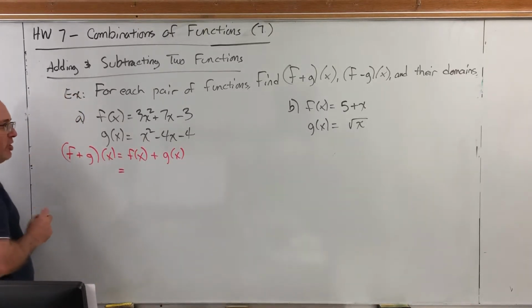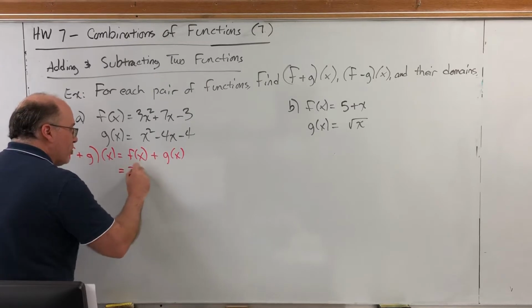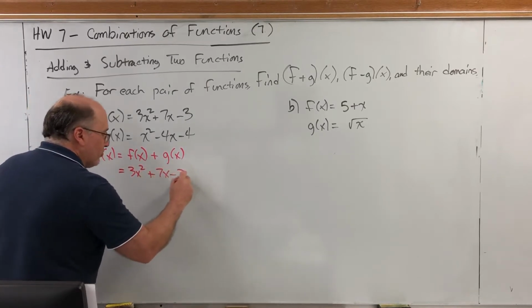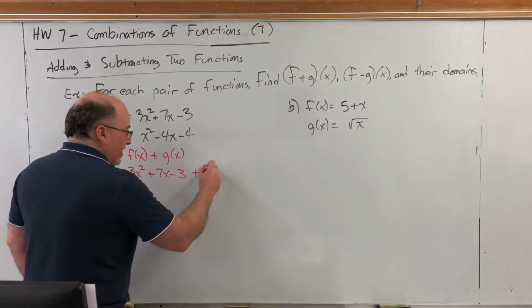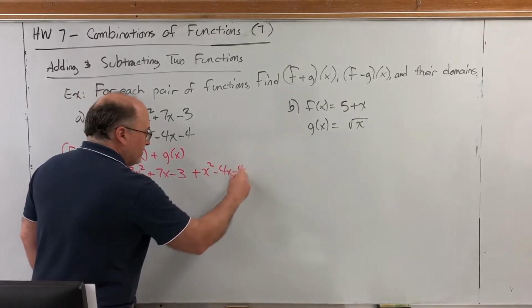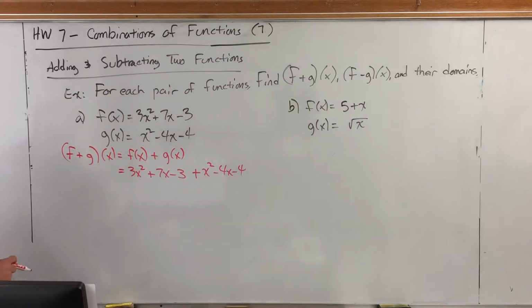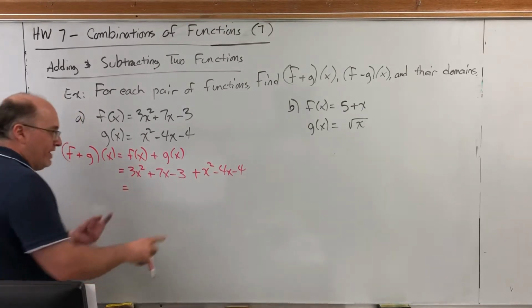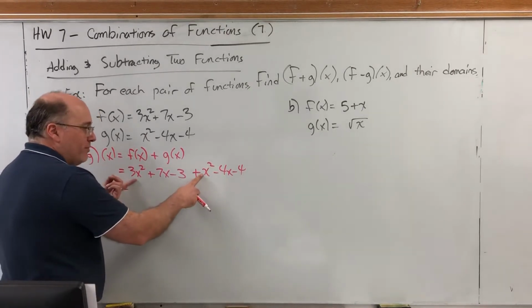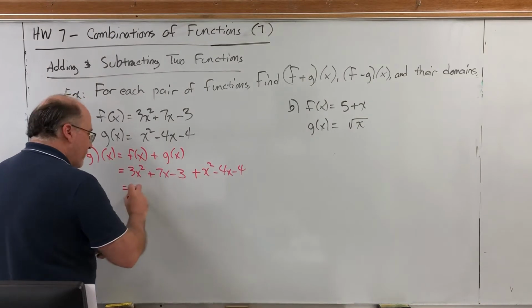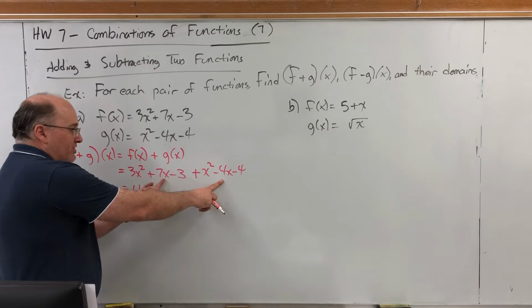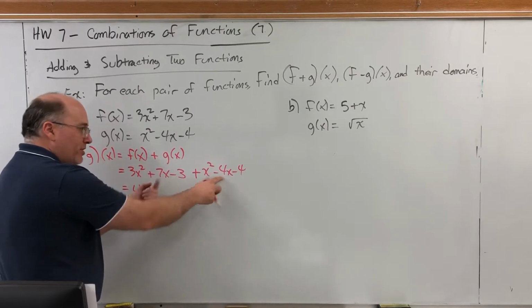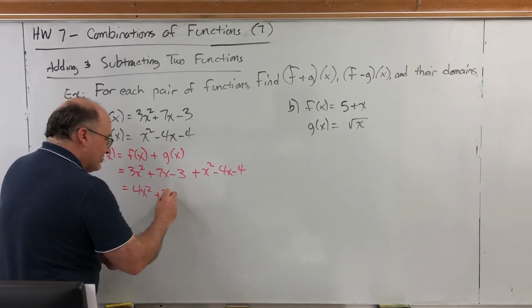So in this case, our first function is 3x squared plus 7x minus 3, and we're going to add to that the second function, x squared minus 4x minus 4. Now all we have to do is combine like terms. We have a pair of x squareds. Here's 3 of them, here's one more, for a total of 4 x squareds. We have a pair of x terms. Here's positive 7 of them, here's negative 4 of them. Combined, you get positive 3 x's.